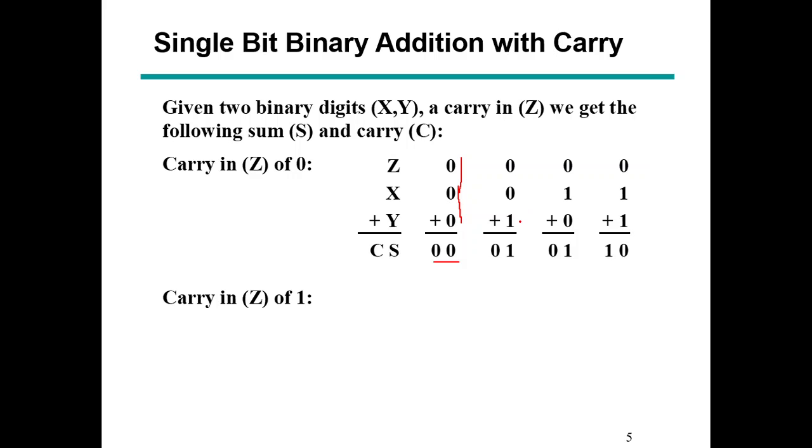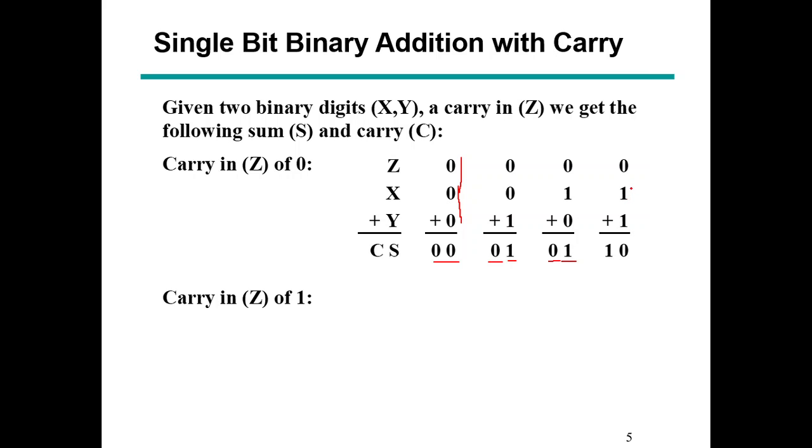0 plus 0 plus 1. So this is 1. The sum is 1 and there is no carry out. The sum is a single digit sum, so you have 0 carry out. Similarly, 0 plus 1 plus 0. Here also we have the sum equal to 1 and there is no carry out. Here we have both x and y as 1. The previous carry is 0.